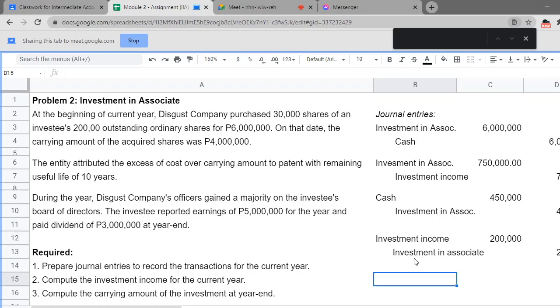Now, for question number 2, how much is the investment income? So, madali lang. Again, investment income is 750 plus, pa ba? Ay, wala na. Ito lang, minus, that's 750 minus your 200 na nakadebit. So, you have investment income of 550,000. So, looking at our T account, so balikan natin yung T account na ginawa natin kanina.